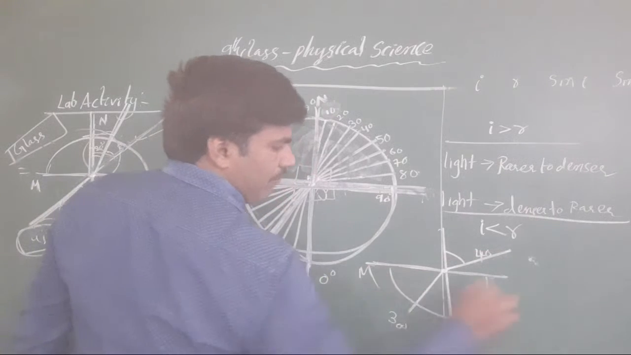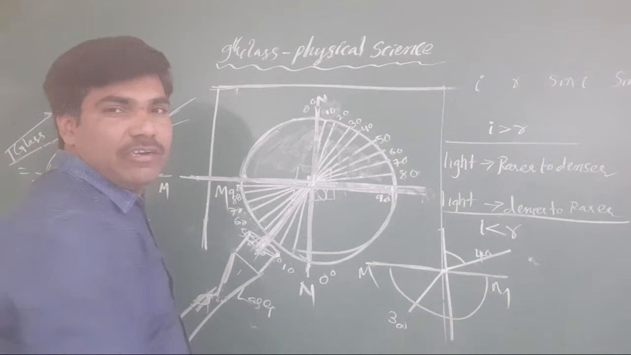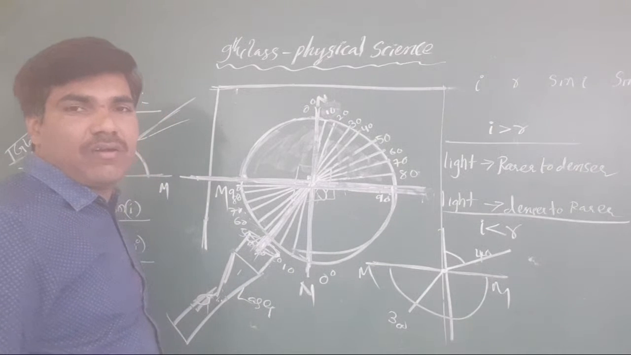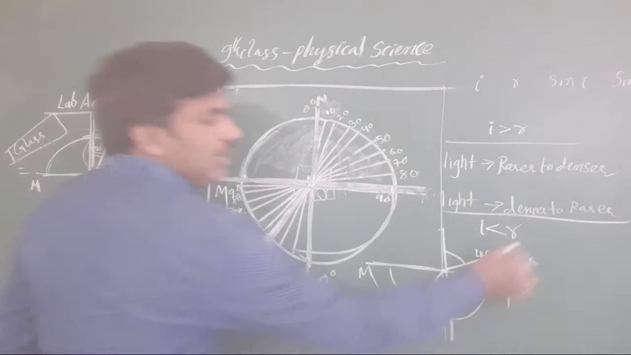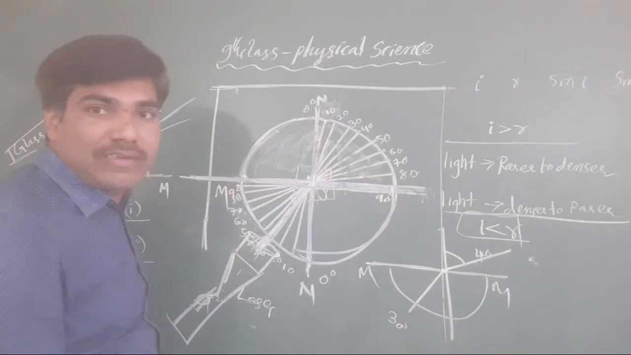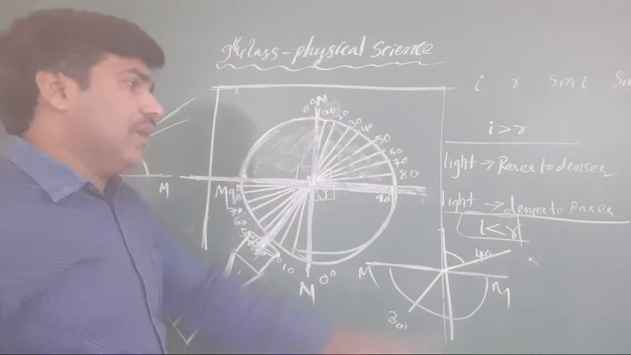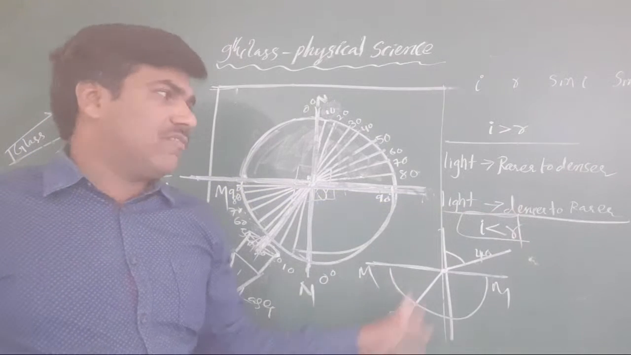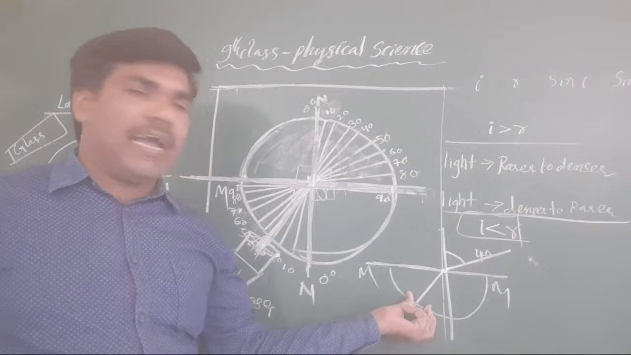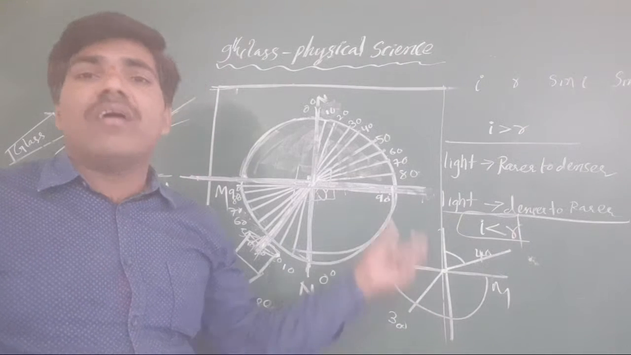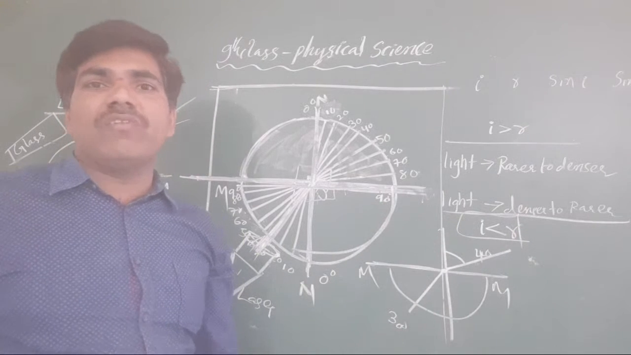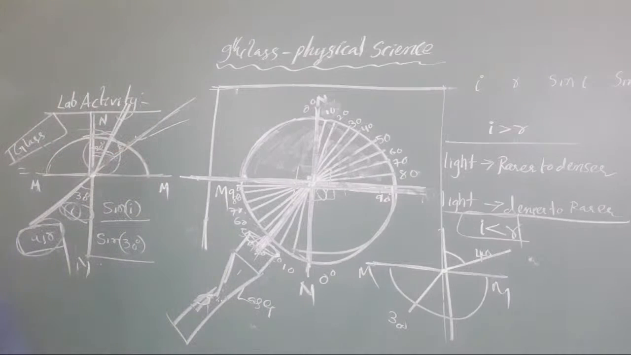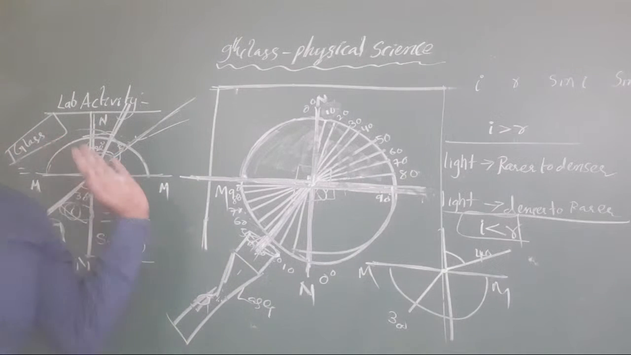In case it will be like that, we will get it. Got it or not, all the students? It means that I is less than R, or otherwise R is greater than I. When light travels into a denser medium, the incident angle is less than the refracted angle. This is the information we get from our lab activity.